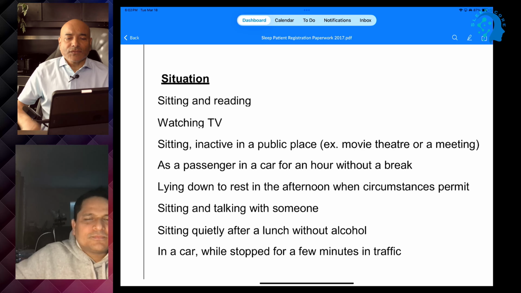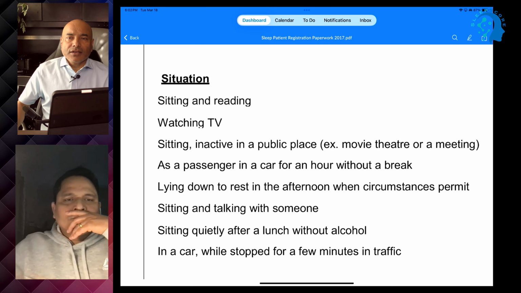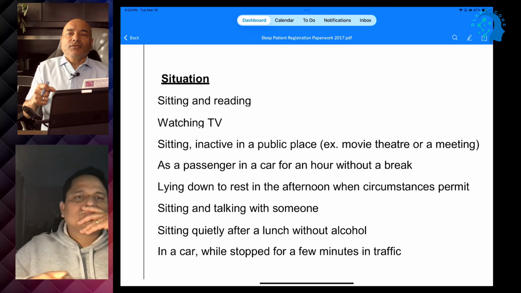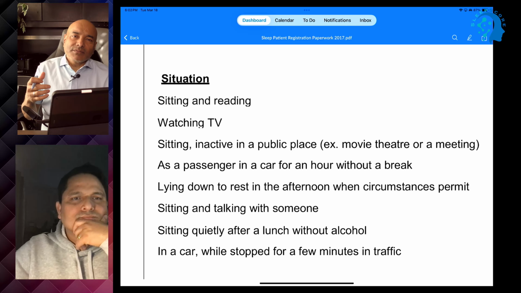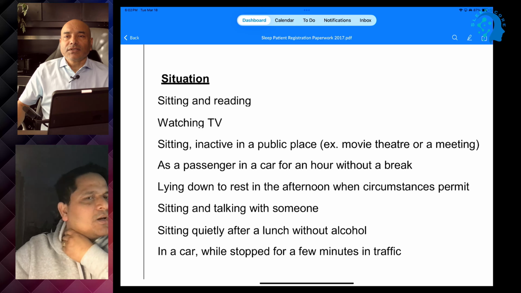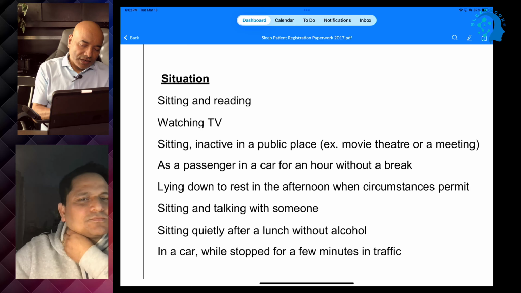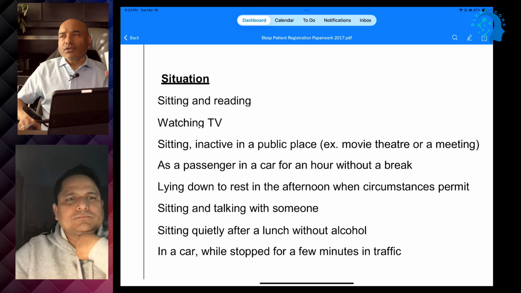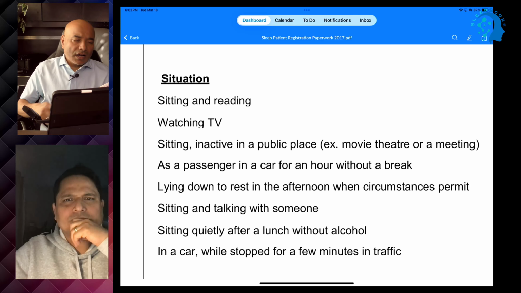Yeah. 2. Okay. Now, in a car, while stopped for a few minutes in traffic, 5 minutes, 10 minutes, you are waiting in traffic. Do you fall asleep at the time? No. 0. Okay. Now, according to your data, according to your number, I'm going to count it.